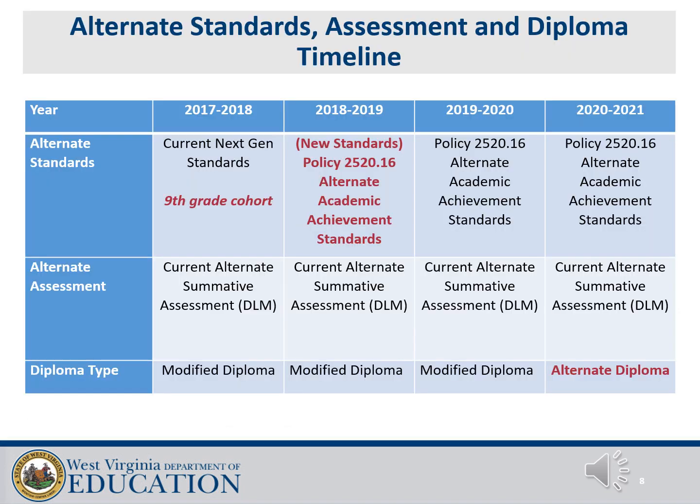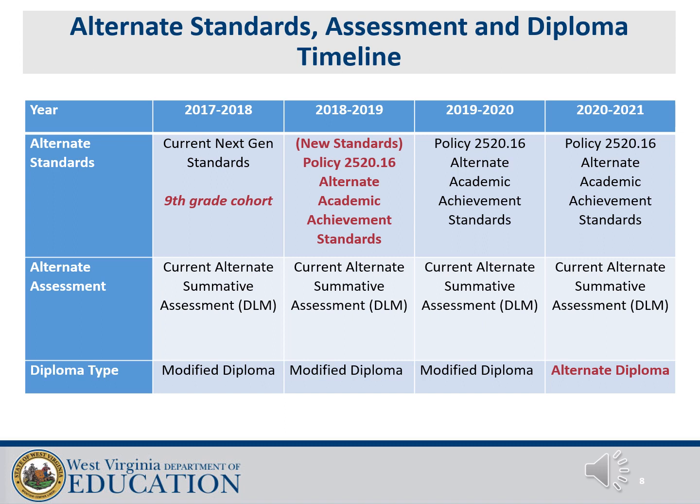Now we have another timeline, and this is the timeline for our alternate standards, our assessment, and our diploma type. Across the top we list the years, down the side those three areas. We're starting with last school year, the 2017-18 school year, and looking forward to the year 2020-21. It was a really big year for last year's ninth grade cohort. If you will notice, that cohort is listed there in red.